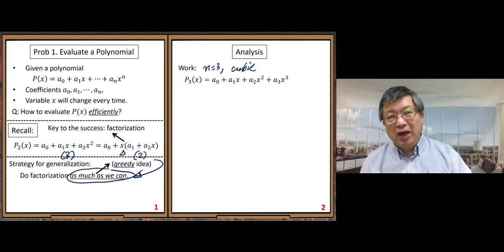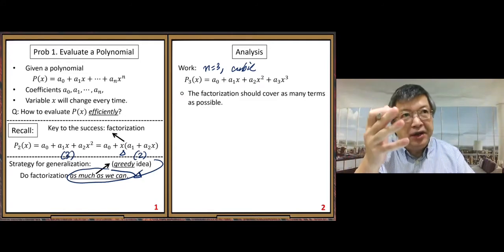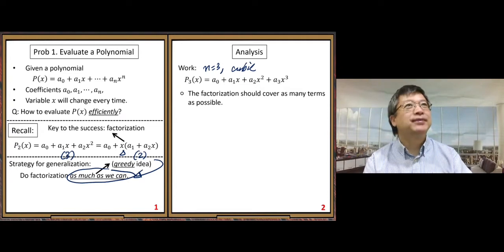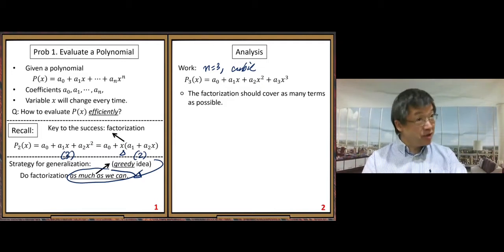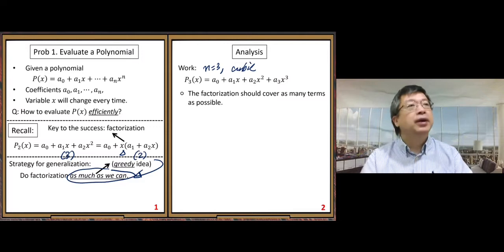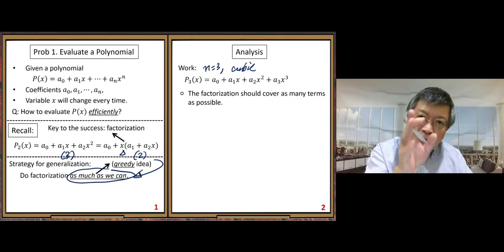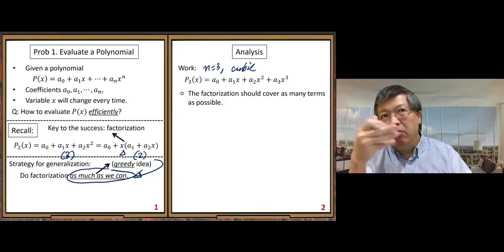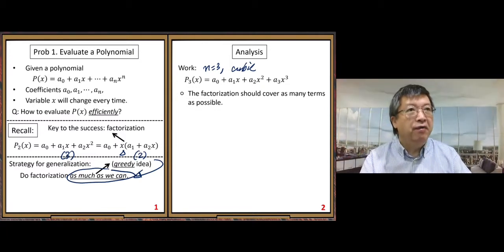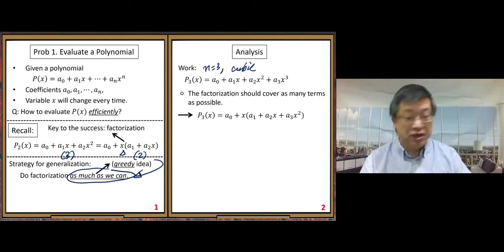Here, can we apply the factorization technique as much as we can? In another description, what do you mean by as much as we can? We provide another description, the one you see here: the factorization should cover as many terms as possible. That's a little more specific interpretation of as much as we can. So the specific operation, or transformation, is like this.